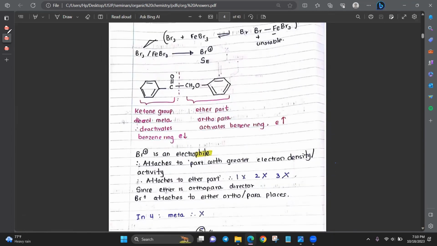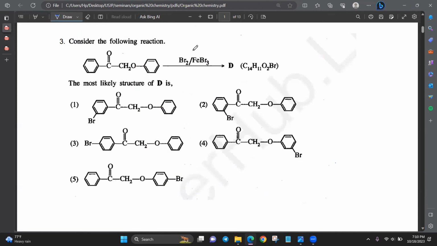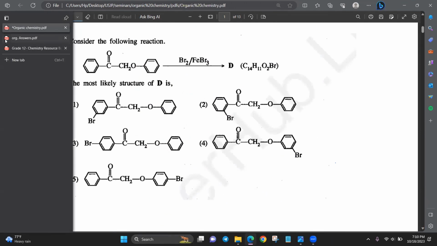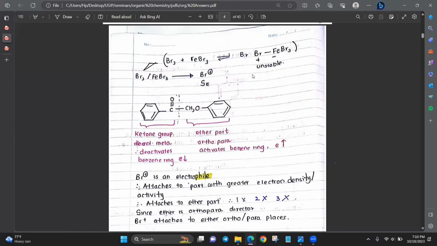Now they have given us the reaction: Br2 and FeBr3 are being added to this molecule. In Br2 there will be delta plus and delta minus. When FeBr3 comes, FeBr3 also has delta plus and delta minus, and the metal has the partial negative charge. Br will have delta plus, and this is an unstable molecule.